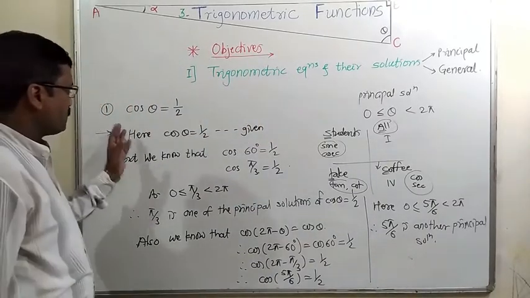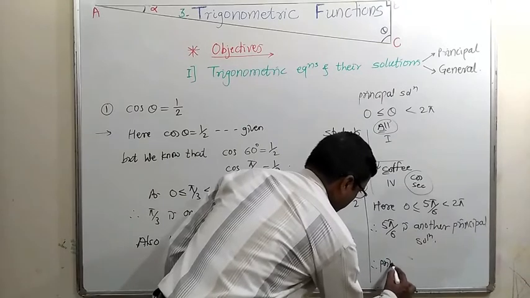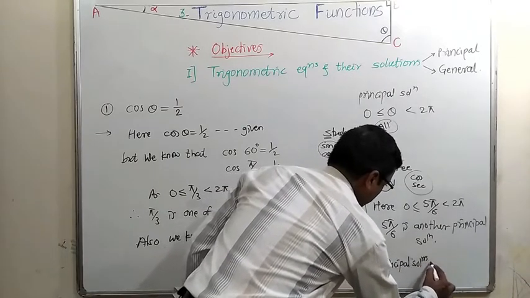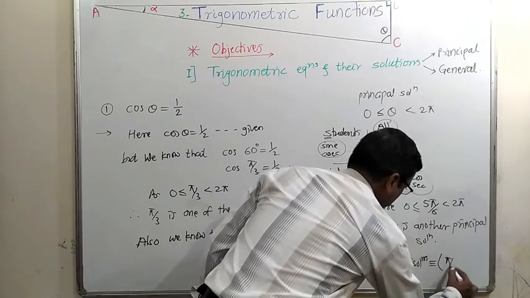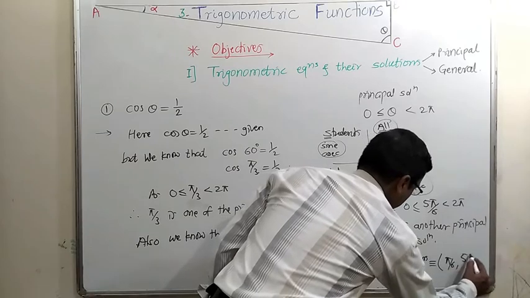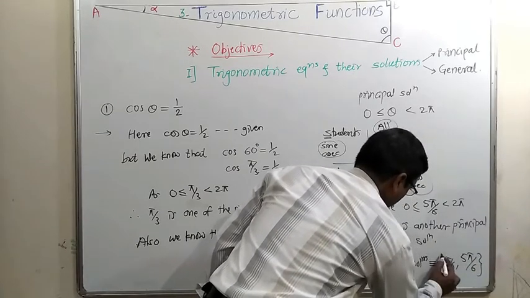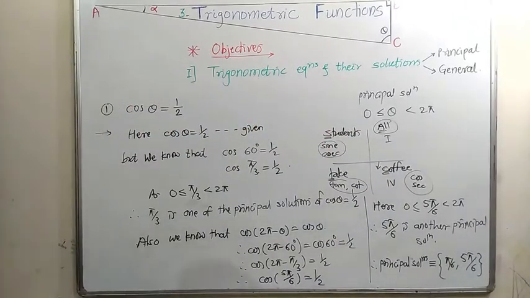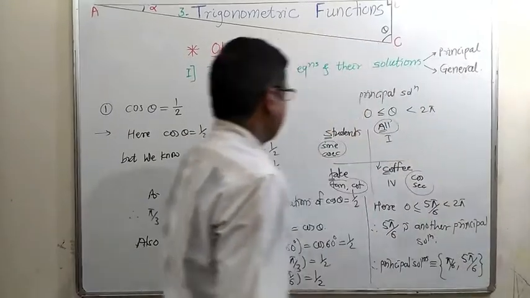Therefore the principal solutions of this equation are: one is pi by 6, other is 5 pi by 6. It's a set of two values. So the principal solution is a set of pi by 6 and 5 pi by 6.